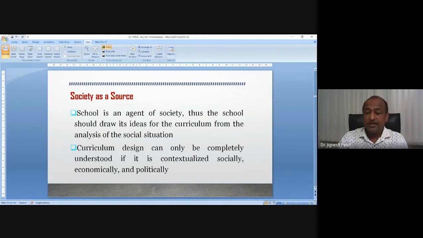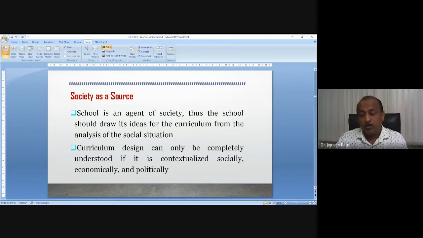In the same way, society as a source. School is an agent of society. Thus, the school should draw its ideas for the curriculum from the analysis of social situations, what the society wants, and how the situation of the society is. So, considering the situation of the society, we have to frame the curriculum in such a way that it benefits the society. If society has some superstitions, then our curriculum should be focused in such a way that with the help of the scientific method, we can remove those superstitions. So, society as a source.